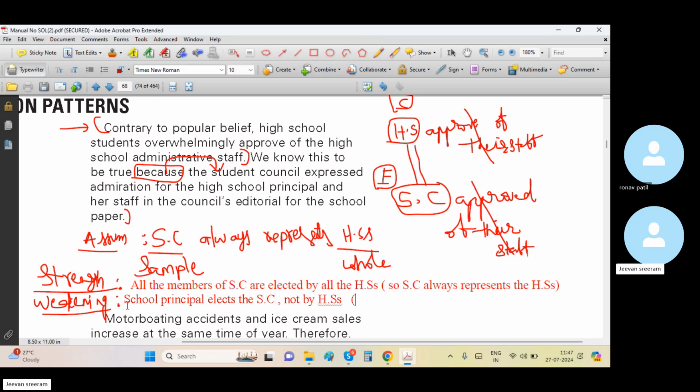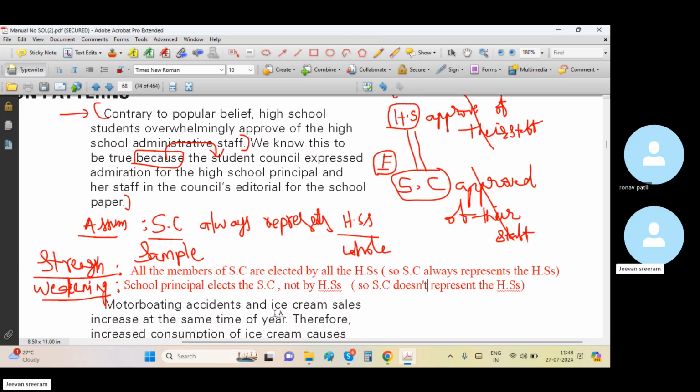Now you can say, the student council does not represent high school students. Is it clear? Right. So this is how you should be able to write model strengthening and weakening lines while you are handling the questions, with which you can compare the answer choices and pick the correct one.